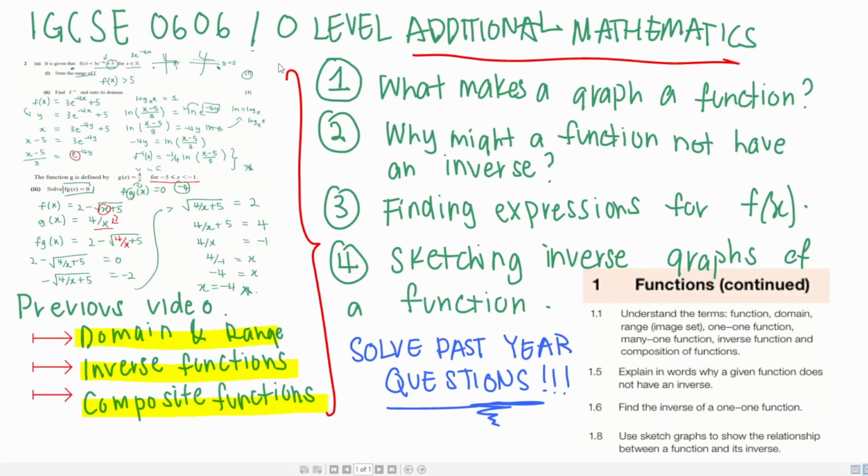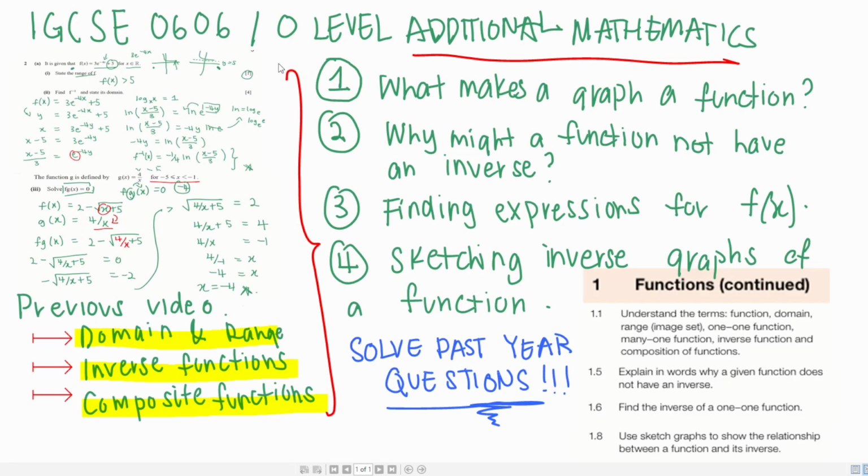Hi, this video is meant for IGCSE 0606 or O Level Additional Mathematics. In today's video, you'll be learning what makes a graph a function, why a function might not have an inverse, how to find expressions for functions, and how to sketch an inverse graph of a function. Now, this video is the second part to my first video on the topic of functions.